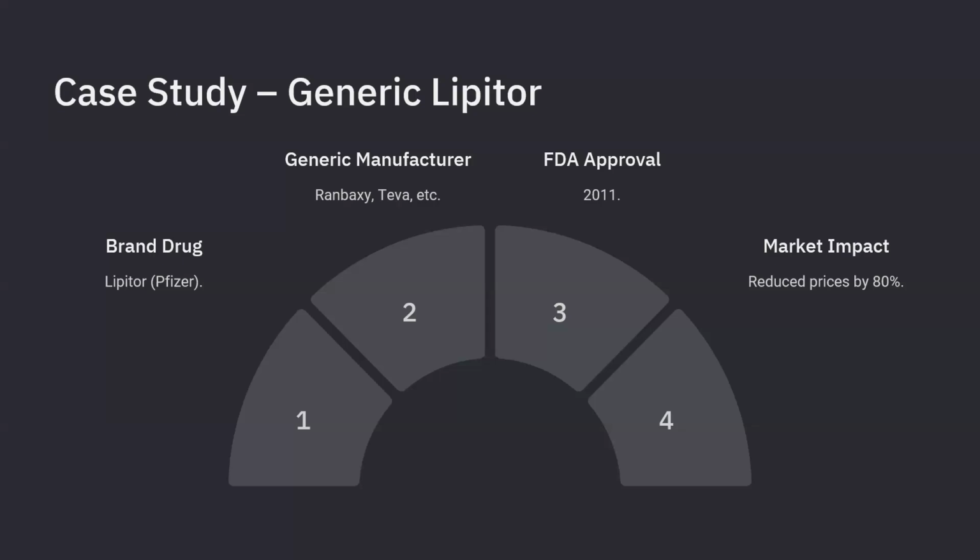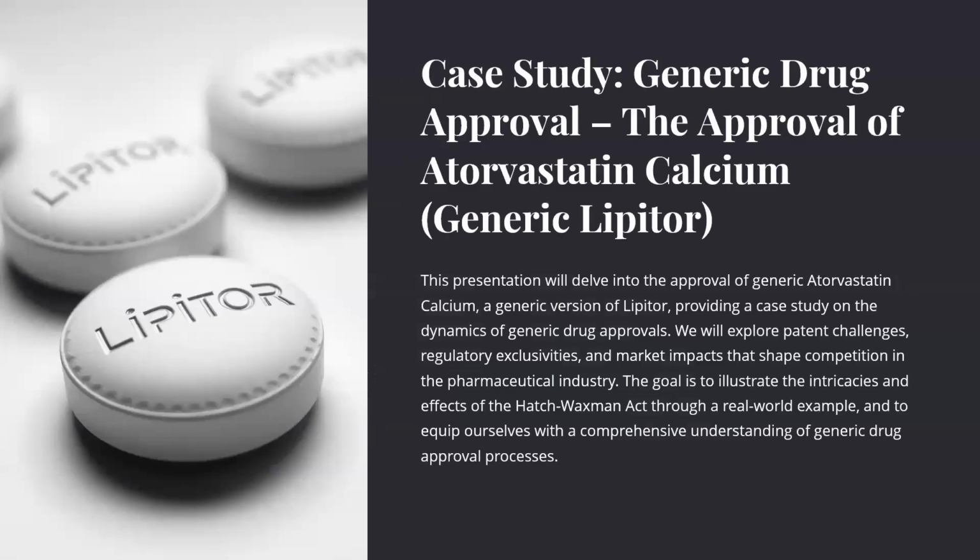So let's talk about it in detail. The approval of atorvastatin calcium. Atorvastatin is your API and the brand name drug is your Lipitor, right? This presentation will delve into the approval of generic atorvastatin calcium, a generic version of Lipitor, providing a case study on the dynamics of generic drug approvals. We will explore patent challenges, regulatory exclusivities, and market impacts that shape competition in the pharmaceutical industry. The goal is to illustrate the intricacies and effects of the Hatch-Waxman Act through a real-world example and to equip ourselves with a comprehensive understanding of the generic drug approval process.